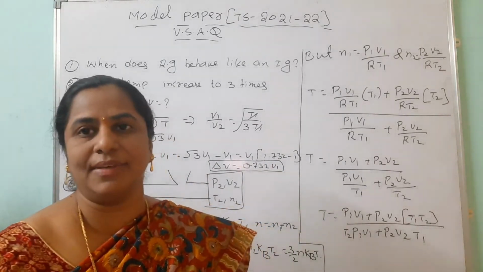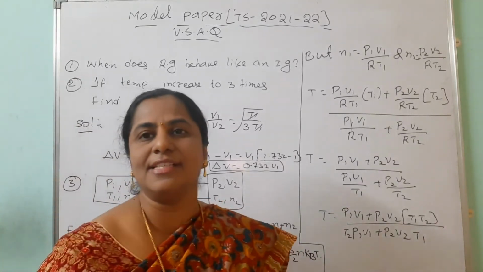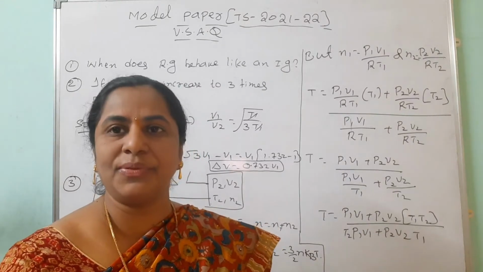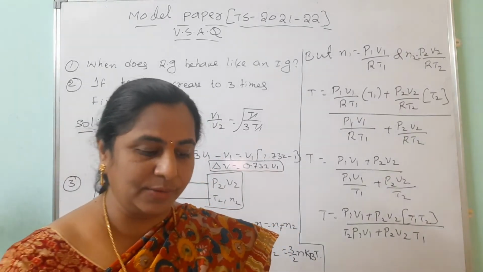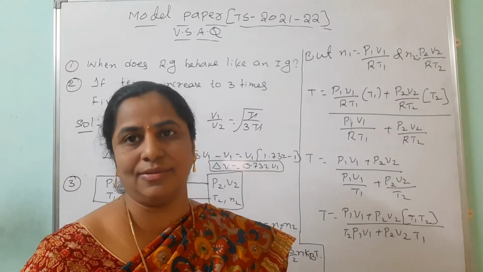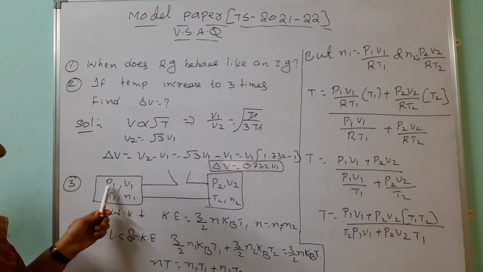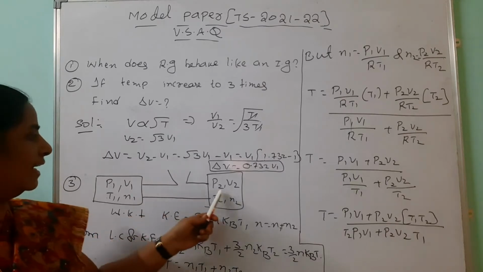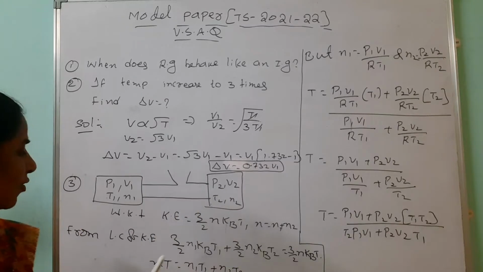Then our third VSAQ. Actually this is a kinetic theory SAQ, but in this model paper they have given it as a very short answer question. Two thermally insulated vessels 1 and 2 of volumes V1, V2, pressures and temperatures are given. See, on one side we take the first gas with P1, V1, T1, and we should consider the number of moles, which they didn't give. Another gas we take like this, both connected. Then what is the common temperature?